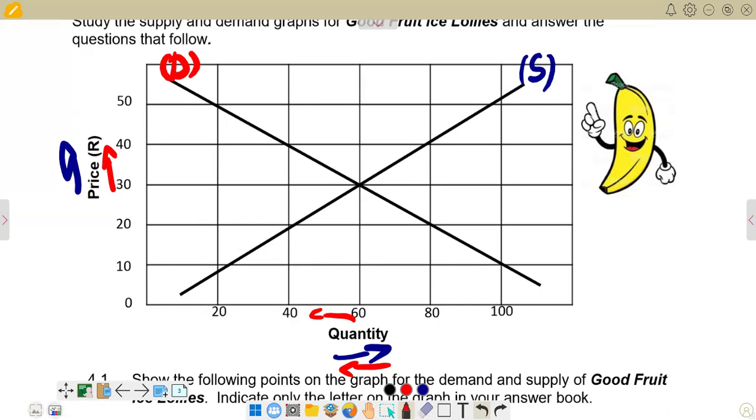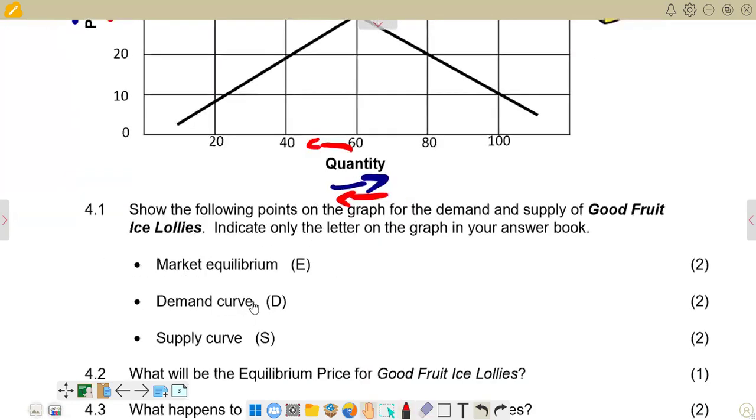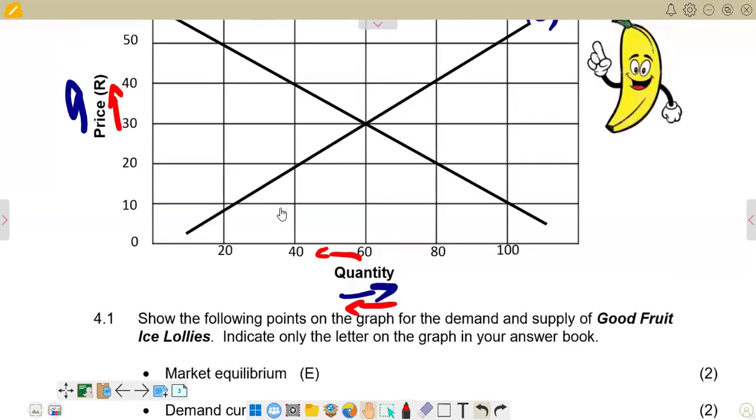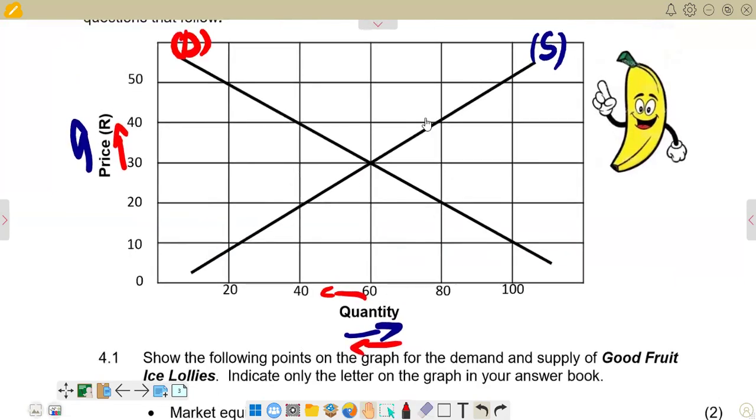So we have already labeled the demand curve and the supply curve. We are left with the equilibrium. Equilibrium is when the supply of goods is equal to demand. At that point, we can only see it at the intersection of the supply curve and the demand curve. The supply curve intersects the demand curve here. So this is our equilibrium point, and this is the labeling that is required.